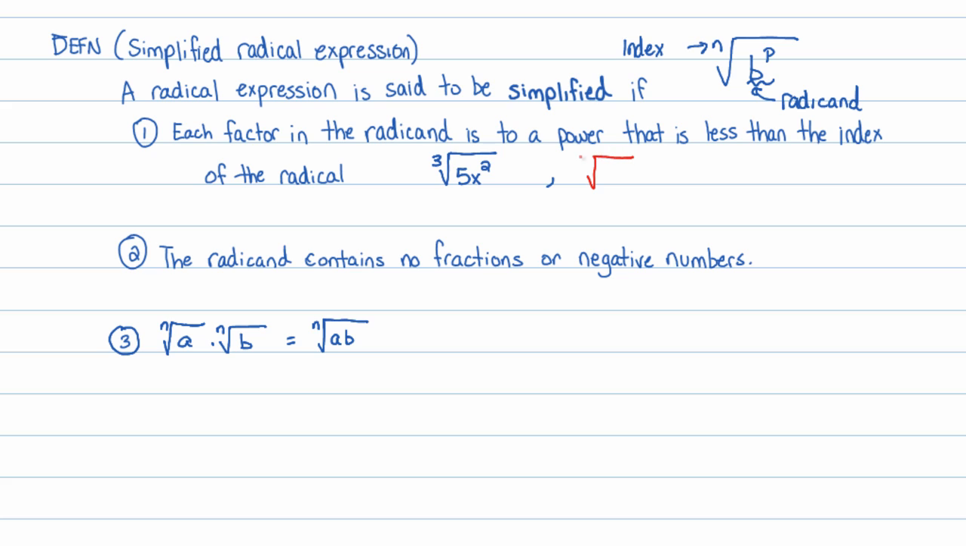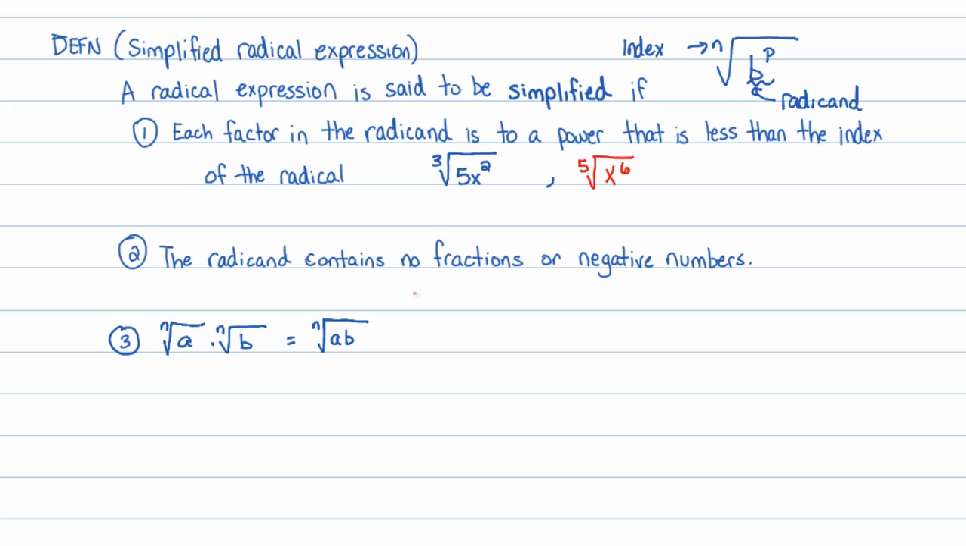Let's say the fifth root of x to the 6th power. That is technically not simplified. We'll talk in a future lecture about how to simplify these; it won't be an issue in this lecture. It's just important to note that this is not considered simplified because the power in the radicand is higher than the index itself. But again, something very easy to rectify in the future.